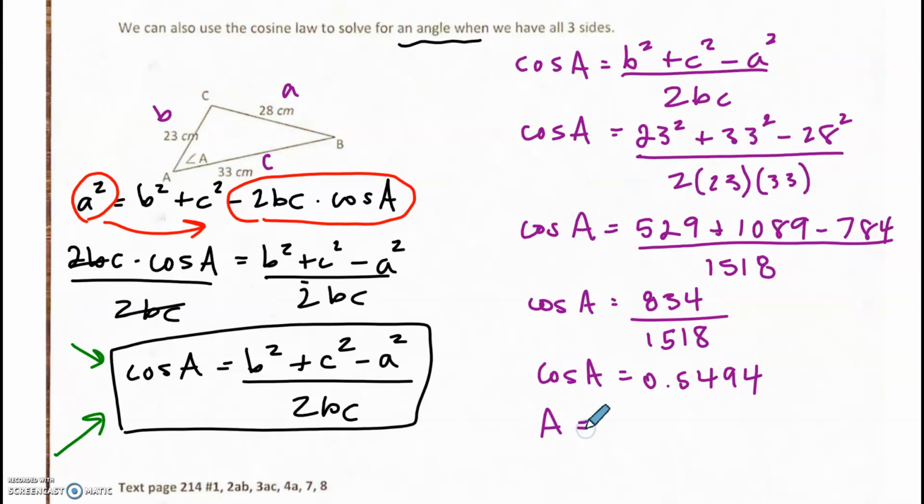And then we're at our last step. To find angle A, we do cos inverse of 0.5494. Okay, and so angle A equals, we do the cos inverse of that number, and we get 57 degrees. And that's how you use the formula.